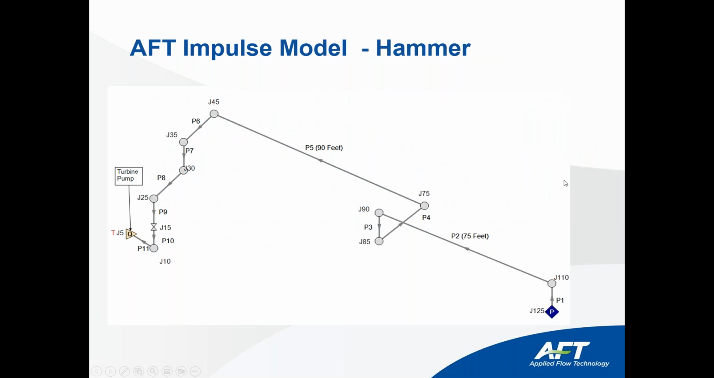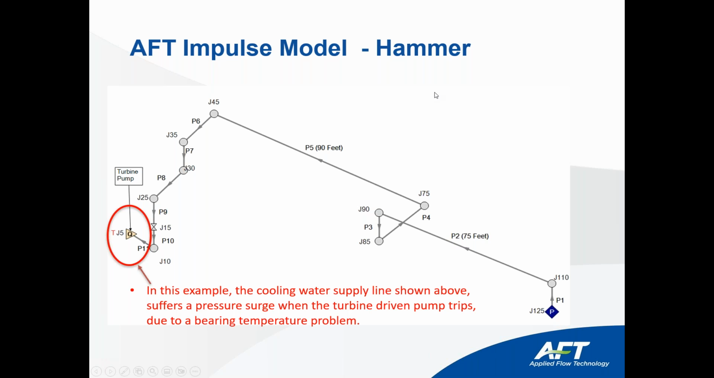So we're going to be working with the model in Impulse that I called Hammer. In this event, the cooling water supply line shown above suffers a pressure surge when the turbine-driven pump trips due to a varying temperature profile. So what we have here is a sudden closure here. So a high pressure is generated in this area, and a pressure wave starts traveling upstream in the system in this direction.